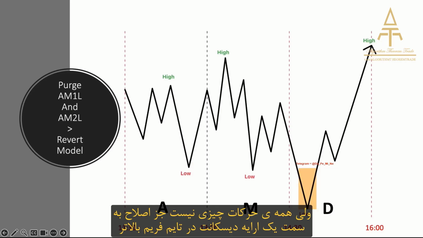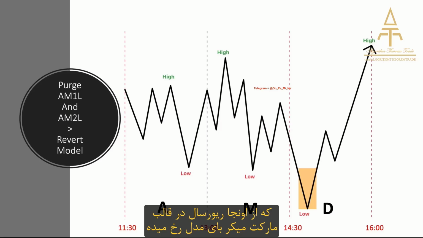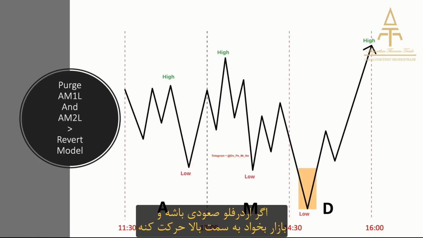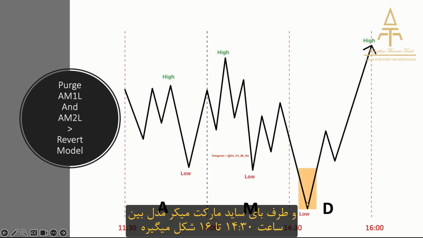But what's occurring is that the market is just again retracing into a higher time frame discount array from which a smart money reversal will occur from inside of a discount array, inside of a market maker buy model, if the higher time frame order flow is bullish, if the market is predetermined to go higher. And what we then see is that the buy side of the curve unfolds between 2:30 PM and 4 PM.